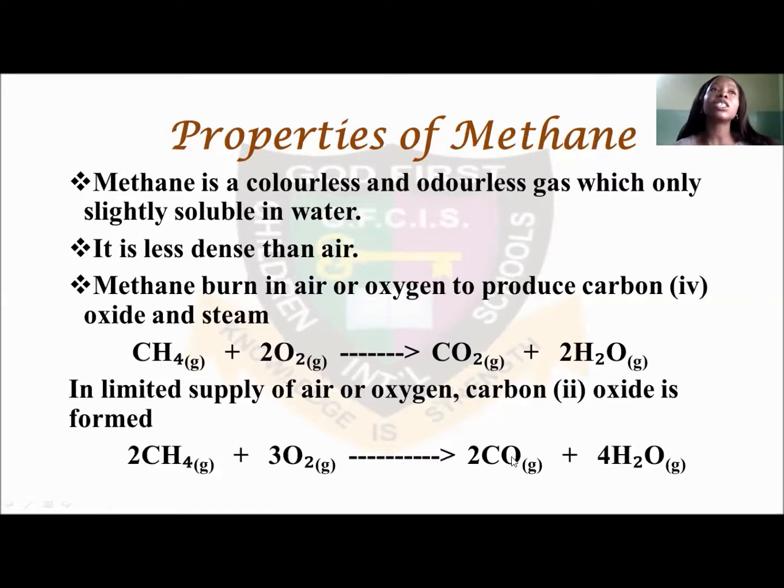Now, let me explain this. If you have a coal fire, the gas that is given off at the surface is carbon(IV) oxide, but in the middle of the coal fire, where there is insufficient air, the gas that is usually produced is carbon(II) oxide. So that's how these gases are formed. Where there is sufficient oxygen, carbon(IV) oxide is formed. Where there is insufficient oxygen, carbon(II) oxide will be formed.